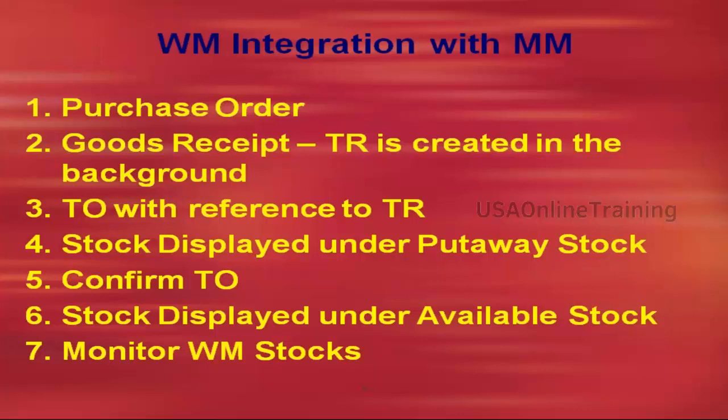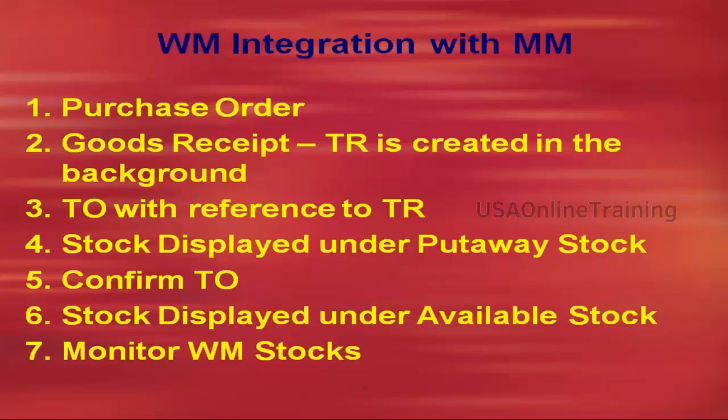First, the business starts of WM with integration with materials management. The company is in need of a material, so the company creates a purchase order and it is sent to the supplier. As per the PO information, the supplier sends the material to the company, and we create a GR. Once a GR is created against the purchase order, a TR is created in the background. TR stands for transfer requirement. It is a request to transfer the stock of the material from the source storage bin to the destination storage bin.